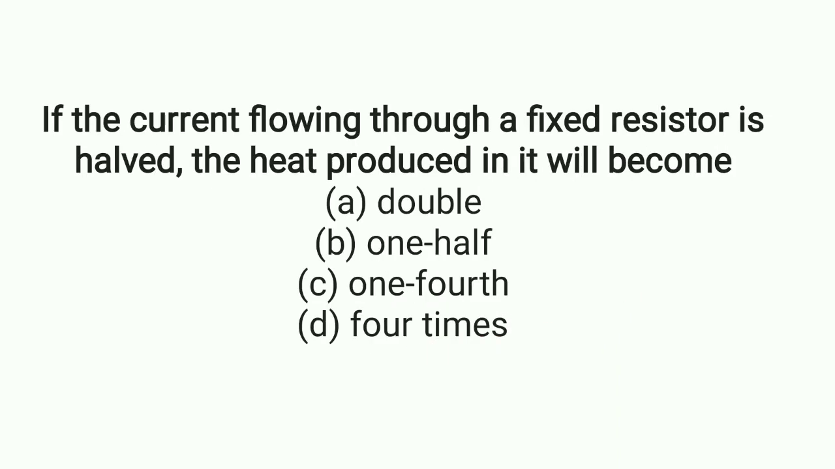The next question. If the current flowing through a fixed resistor is halved, the heat produced in it will become option A double, option B 1/2, option C 1/4, option D 4 times. So the answer for the question is 1/4. 1/4 is the right answer. You just go through the relation of heat produced in a conductor. The relation is H is equal to I square R into T.